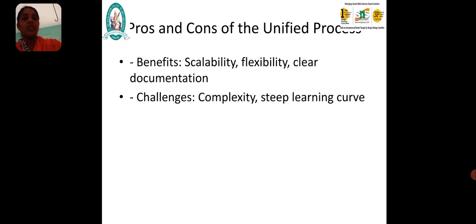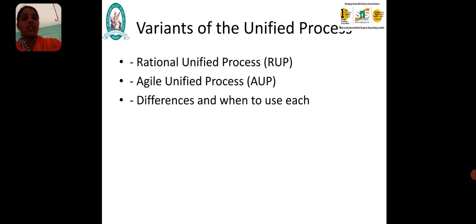Pros and cons of the unified process: the benefits are scalability, flexibility, and clear documentation. The challenges are that it is complex, there is a steep learning curve, and there will be ups and downs in the process. A variant of the unified process is the Rational Unified Process, which we can call RUP. We will study the Agile Unified Process later, and the differences in how they are used.